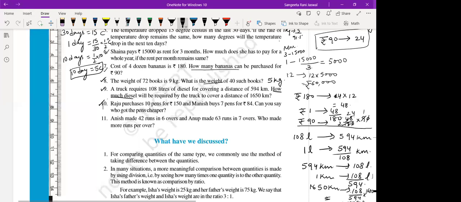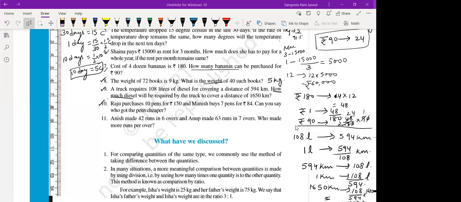Raju purchases 10 pens for 150 rupees and Manish buys 7 pens for 84 rupees. Can you say who got the pens cheaper? So Raju purchased 10 pens for 150 rupees. Manish buys 7 pens for rupees 84. Who got the pens cheaper? Okay. So Harshit, tell me what we will do here.